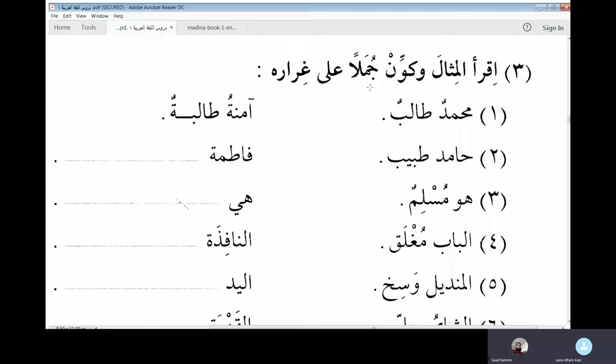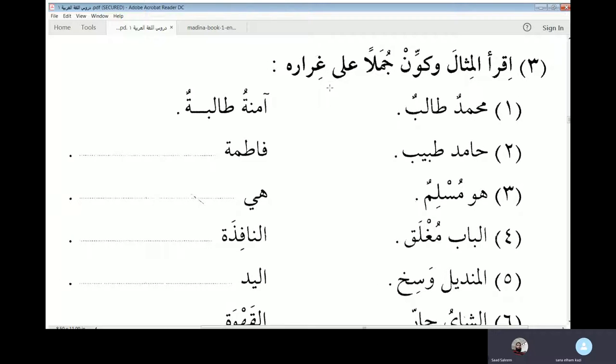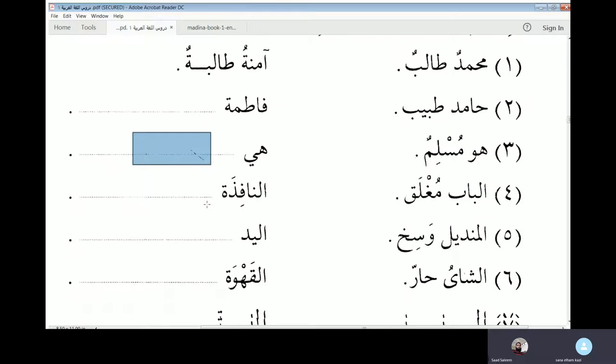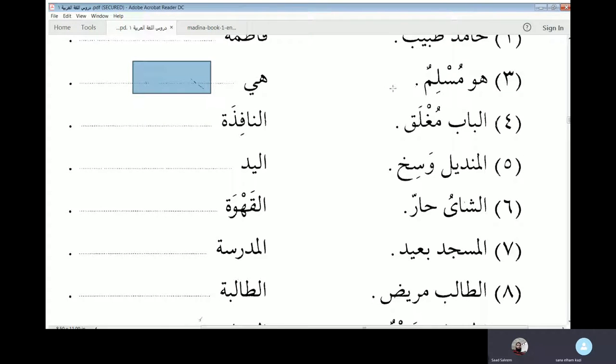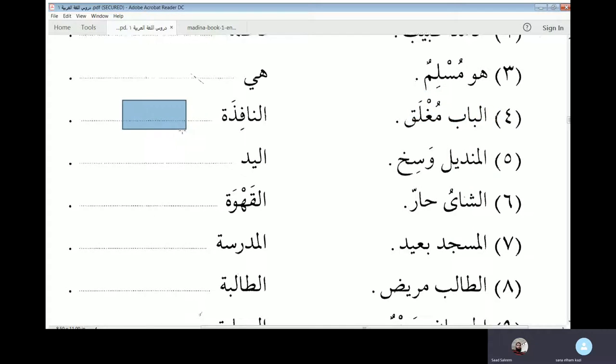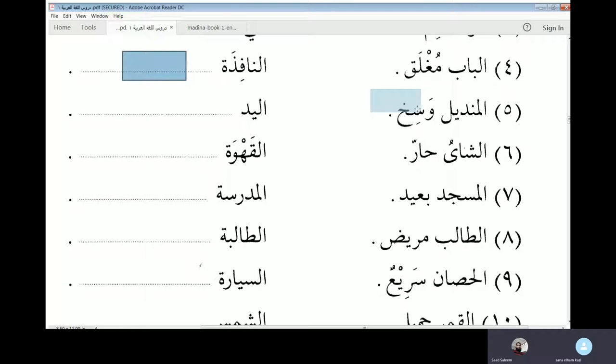Muhammadun talibun. So, okay. There's an example. Aminatu talibatun. The next one is Hamidun tabibun. So then it will be Fatimatu tabibatun. Huwa muslimun. Hiya muslimatun. Albabu mughlaqun. Annafidhatu mughlaqatun. Almindilu wasikhun. Alyadu wasikhatun.